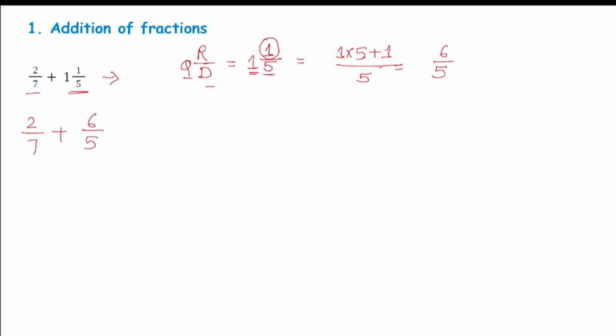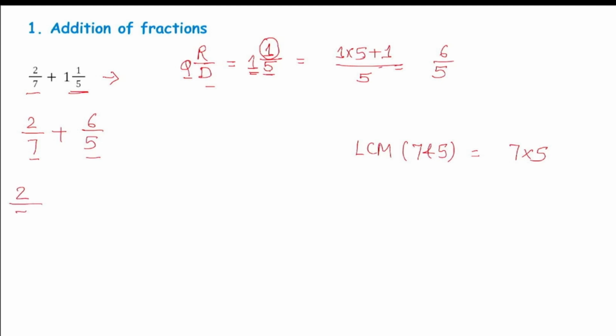Now we can see both the denominators are different. That means these are unlike fractions. First we have to convert them into like fractions. To make like fractions, we have to take the LCM of the denominators. So the denominators are 7 and 5, and LCM of 7 and 5 is 7 times 5, because there is no common factor between these two numbers.